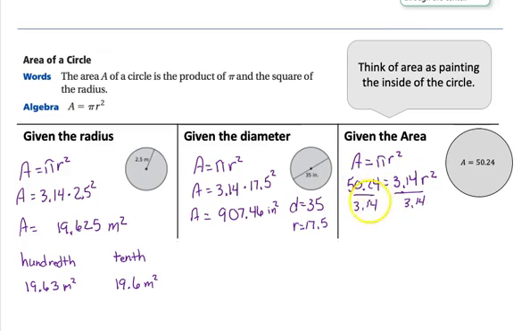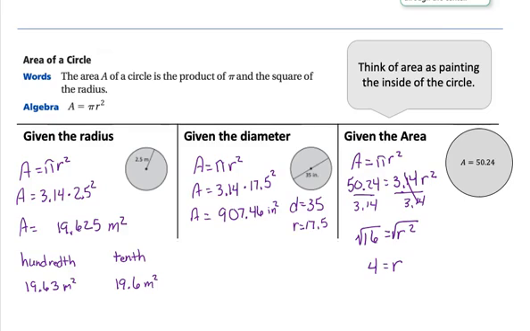Well, 50.24 divided by 3.14, that would be 16 equals r squared. Remember, we divided, so those cancel. Now, how do I undo a square? Hopefully you're thinking square root. I'm going to take the square root of both sides. The square root of 16 is 4 and negative 4, but remember when we have distance, we only want the positive. We can't have a negative distance. So we're going to say that the radius is 4.